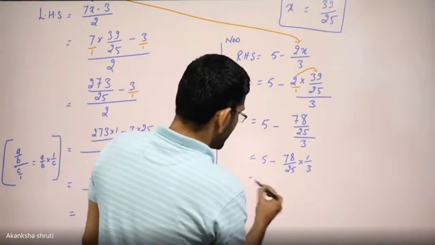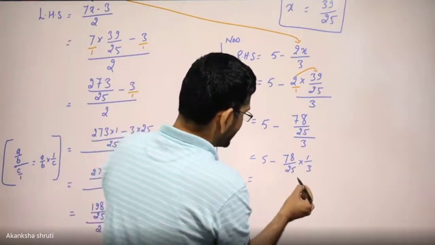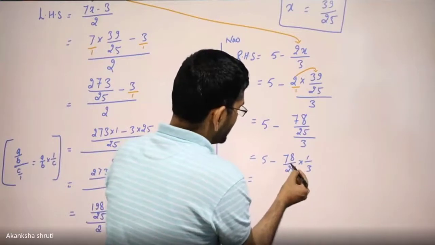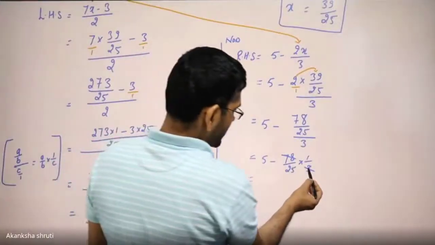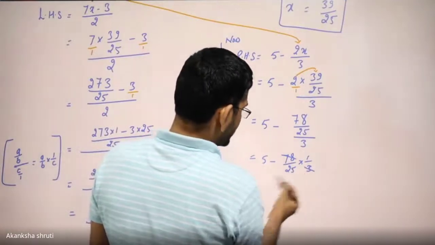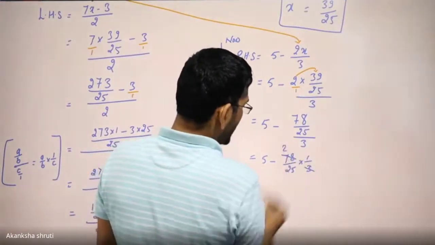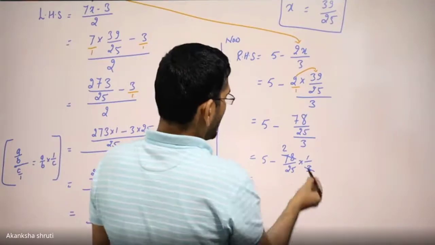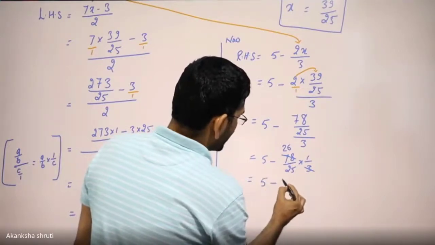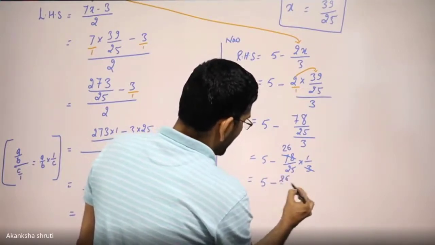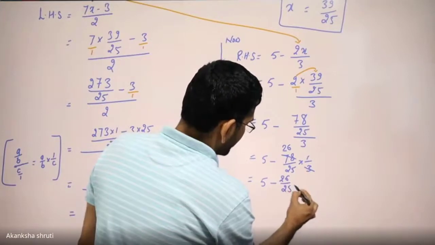Now, is anything common? Can we cancel it? Nothing can be, yes. So it appears to me that 3 and 78, 78 and 3, let us cancel the common 3 in this 78. So 3 2s are 6 and 3 6s are 18. So it is like 5 minus 26 by 25.